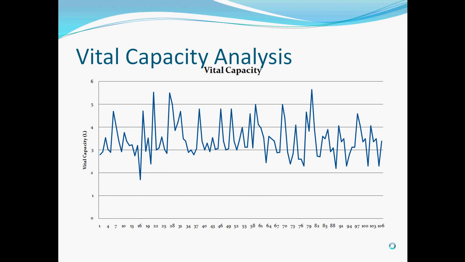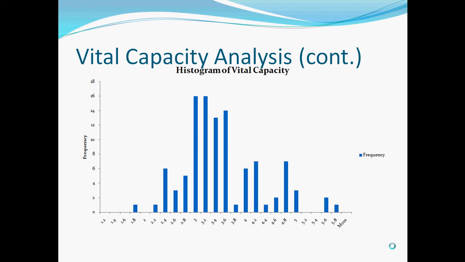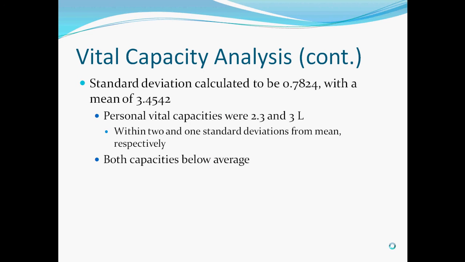This is our distribution of vital capacities across the board for the entire class. There is a noticeable trend. However, there is a difference in frequencies. We performed standard deviation analysis, which allowed us to calculate a mean and therefore what the normal distribution was. And as you can see, there's a very rough bell curve in this histogram. We calculated the standard deviation to be about 0.8 with a mean of about 3.45.